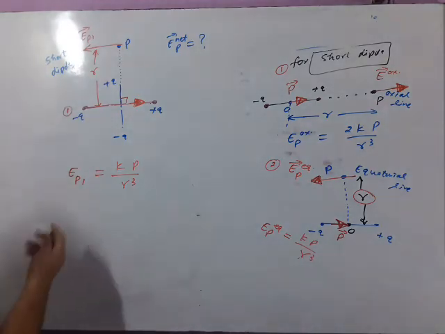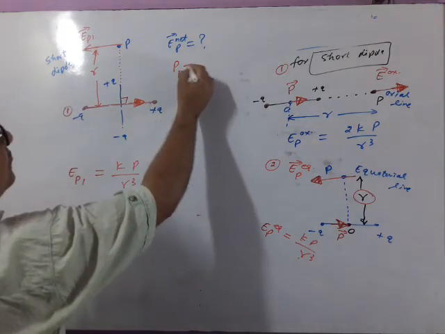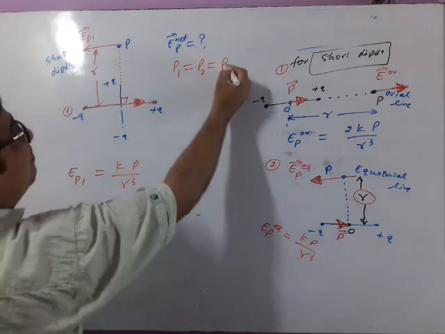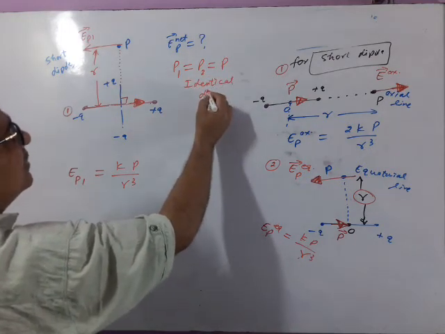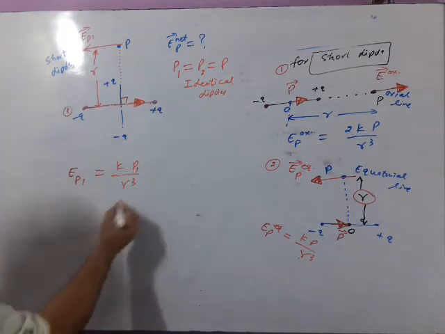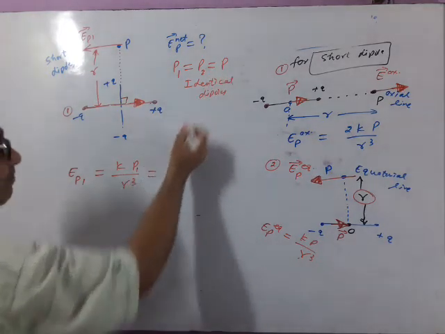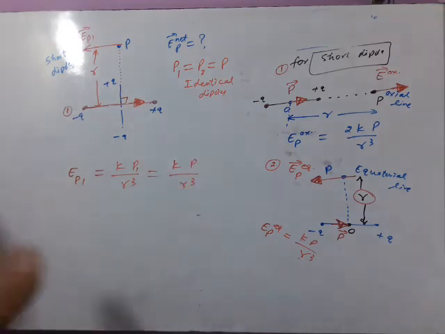Since these are identical dipoles given to you, the dipole moment of the first and the dipole moment of the second is given P. Identical dipoles are given, so no need to write P1, P2; otherwise you should write K P1 upon R cube. And of course P1 is given P. Then again you write Kp by R cube, because so many times you may be given different dipoles.